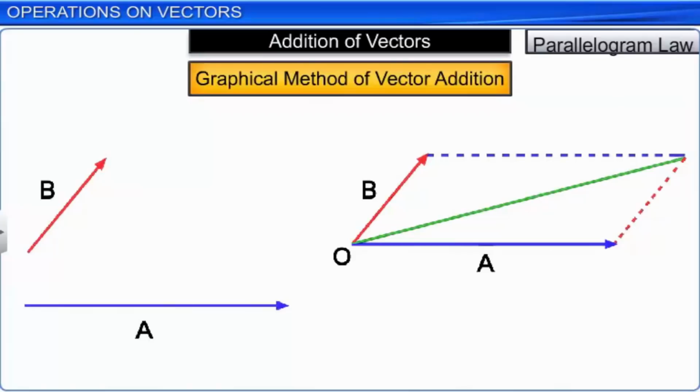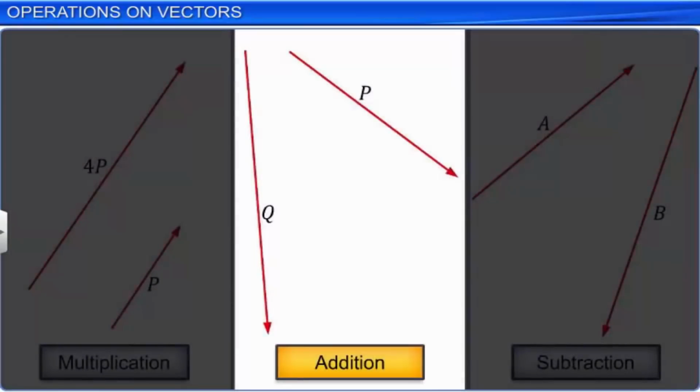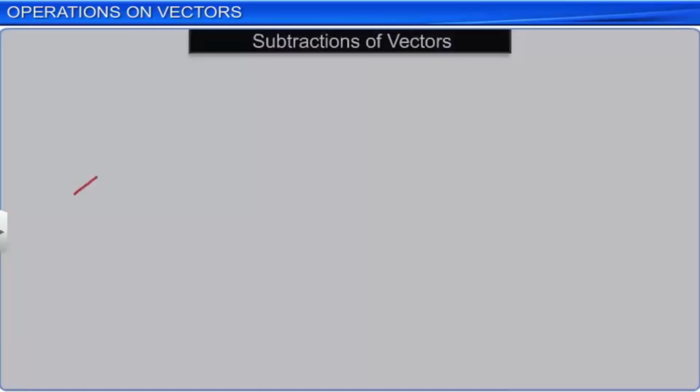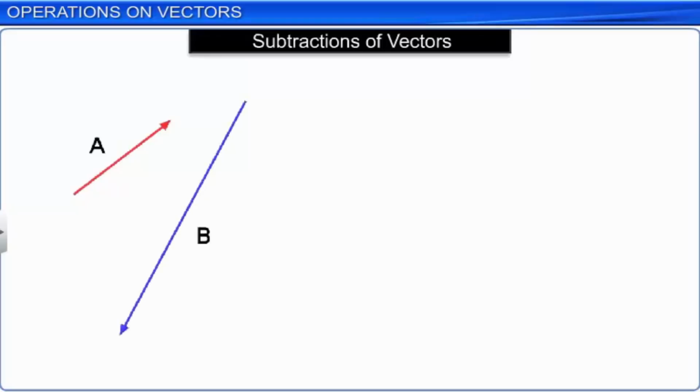After addition, you will now learn about the subtraction of vectors. Direct subtraction of vectors is a little confusing. To avoid this confusion, you must use the concept of addition of vectors after reversing the direction of the second vector. Vector minus B is added to vector A to get R. This method makes the subtraction of vectors easy.